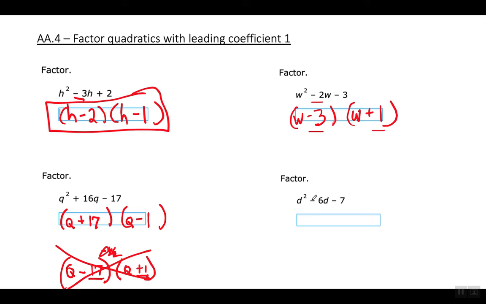All right, let's look at this one over here. Two parentheses. At the beginning, I put the letter D for both of them. So two numbers that when I multiply will give me -7, but when I add them will give me -6. It's got to be -7 and +1. All right, that'll work out so that the product gives me -7, but the sum gives me -6.